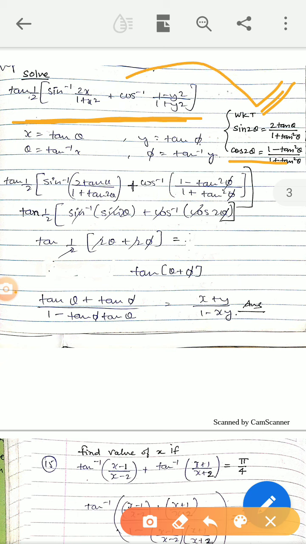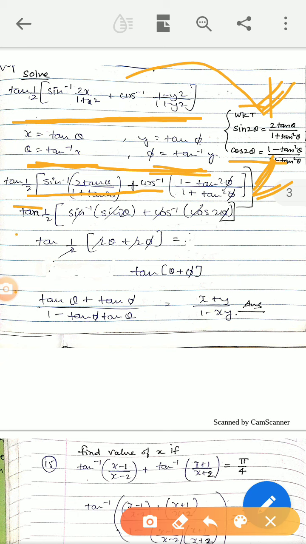You will compare this with here. You have to put in place of x tan theta, and in place of y tan phi. So theta equal to tan inverse x, and phi equal to tan inverse y you will get. When you put this value in the question, you will get sine inverse 2 tan theta upon 1 plus tan square theta plus cos inverse 1 minus tan square phi upon 1 plus tan square phi, and you will use this formula.